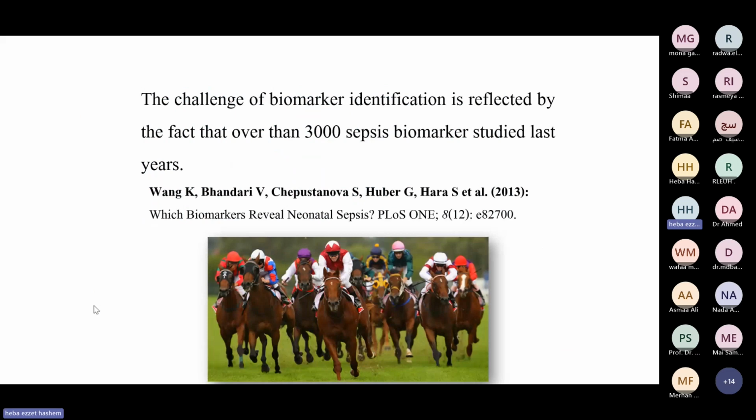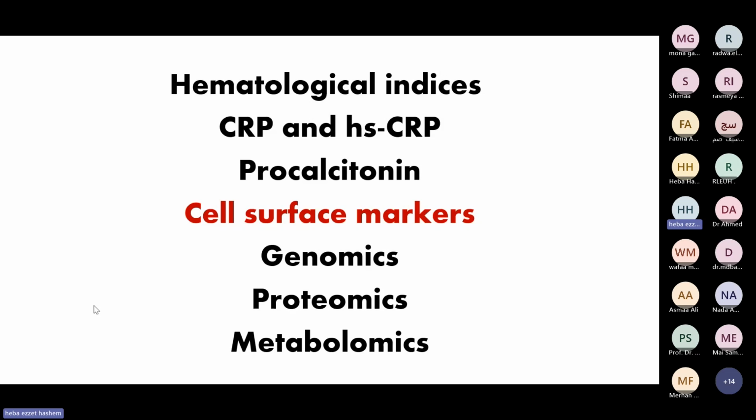The challenge of biomarker identification is reflected by the fact that more than 3,000 sepsis biomarkers have been studied in recent years, including hematological indices, CRP, procalcitonin, cell surface markers, which is my concern in this study, and even genomics, proteomics, and metabolomics being used. Metabolomics includes the calcium level, the albumin, the calcium albumin ratio, and the lactate level, and some of the metabolites being included in different equations for the diagnosis and prognosis of neonatal sepsis is being discussed and was published last year.